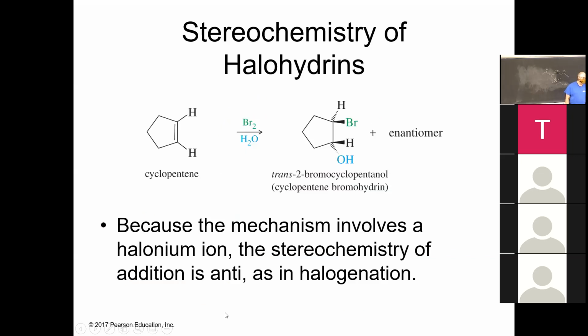So if we start out with cyclopentene, we will get trans-2-bromocyclopentanol. So the alcohol and the bromine are trans to each other, plus the enantiomer.